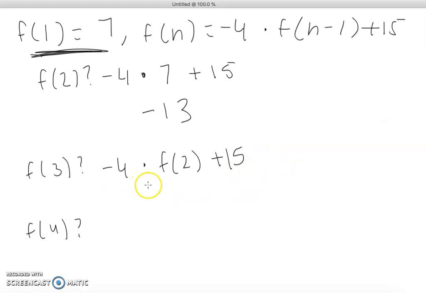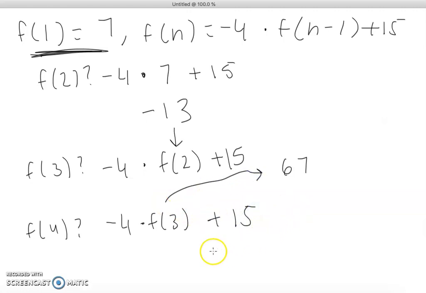For this next one, you would take negative 4 times the previous term, so f of 2, which is negative 13. Negative 4 times negative 13 is 52, and then you add 15 to it, so it's 67. Again, same thing, except you're taking f of 3 because it's the previous term, and then you add 15, which is equal to negative 253. Okay, so these are the first 4 terms. You can just write it down in a table and prove to them that you solved them. Okay, thank you guys so much. I hope you all have a wonderful day.